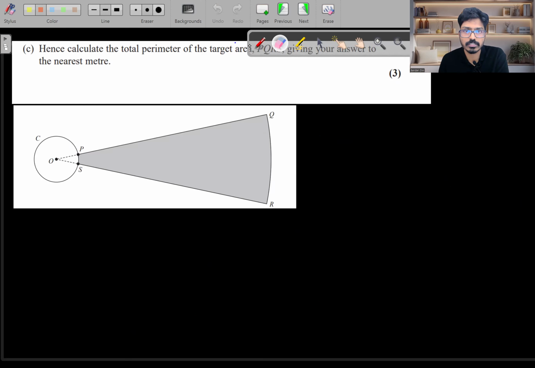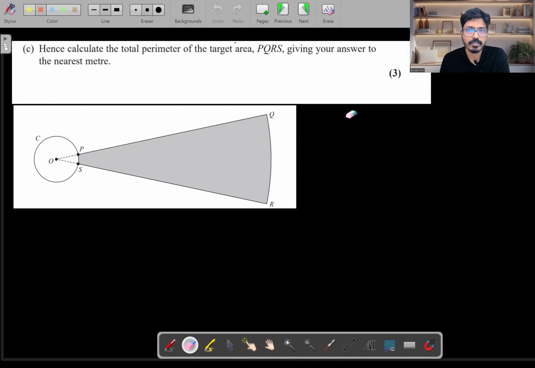Okay, so part C says: hence calculate the total perimeter of the targeted area, that is PQRS. So we have to calculate the total perimeter of this PQRS. We only have to calculate the perimeter of PQRS.